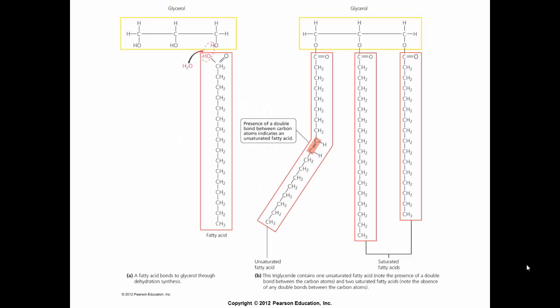And so this shows an example of the glycerol to a fatty acid. That's what a triglyceride is. It contains one unsaturated fatty acid. It notes the triglyceride is a glycerol with 3 fatty acids. You can see in the example under B that you have an unsaturated fatty acid because you see the presence of the double bond between the carbon atoms.